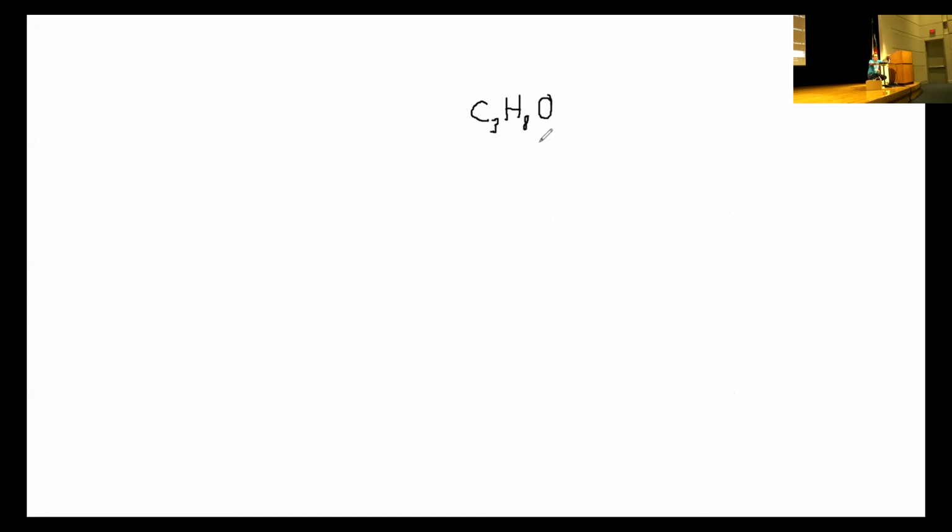C3H8O, we'll go with that. Well, you will find that there's many different isomers. So you could connect the 3 carbons all in a chain, and then put the oxygen on the end. The oxygen will have a hydrogen attached, let's say.